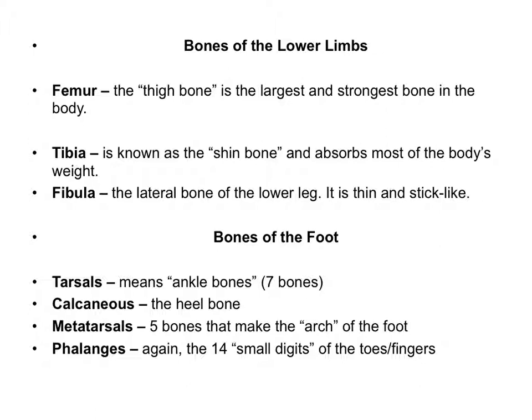Now we go to the bones of the foot. The tarsals mean ankle bones, and that's 7 bones. The calcaneus is the heel bone. The metatarsals are the 5 bones that make up the arch of the foot, and the phalanges, again, mean 14 small digits of the fingers or the toes.